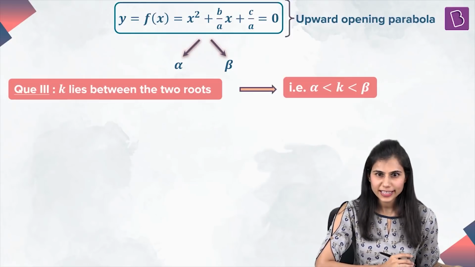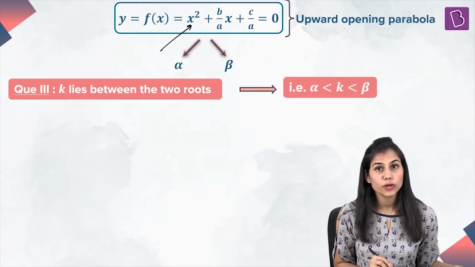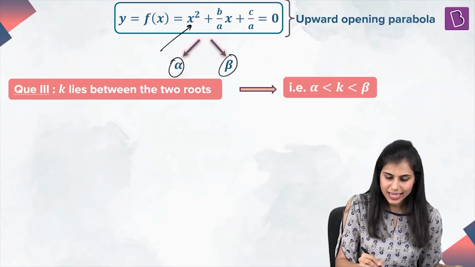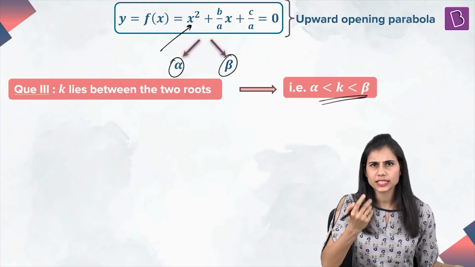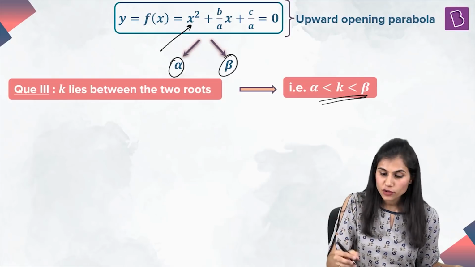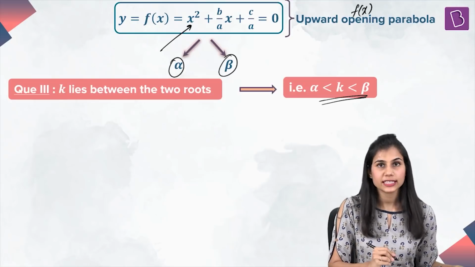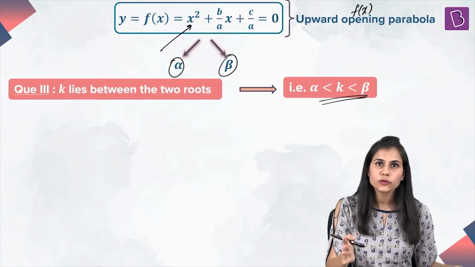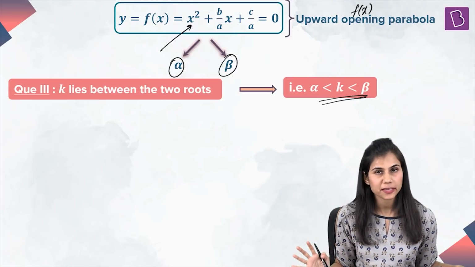Now in here I want to find out how should this quadratic equation behave so that both its roots lie on opposite sides of a fixed constant k. Or in other words, I want to know what should be the behavior of the upward opening parabola f of x such that both the roots of f of x equal to 0 lie on opposite sides of k.